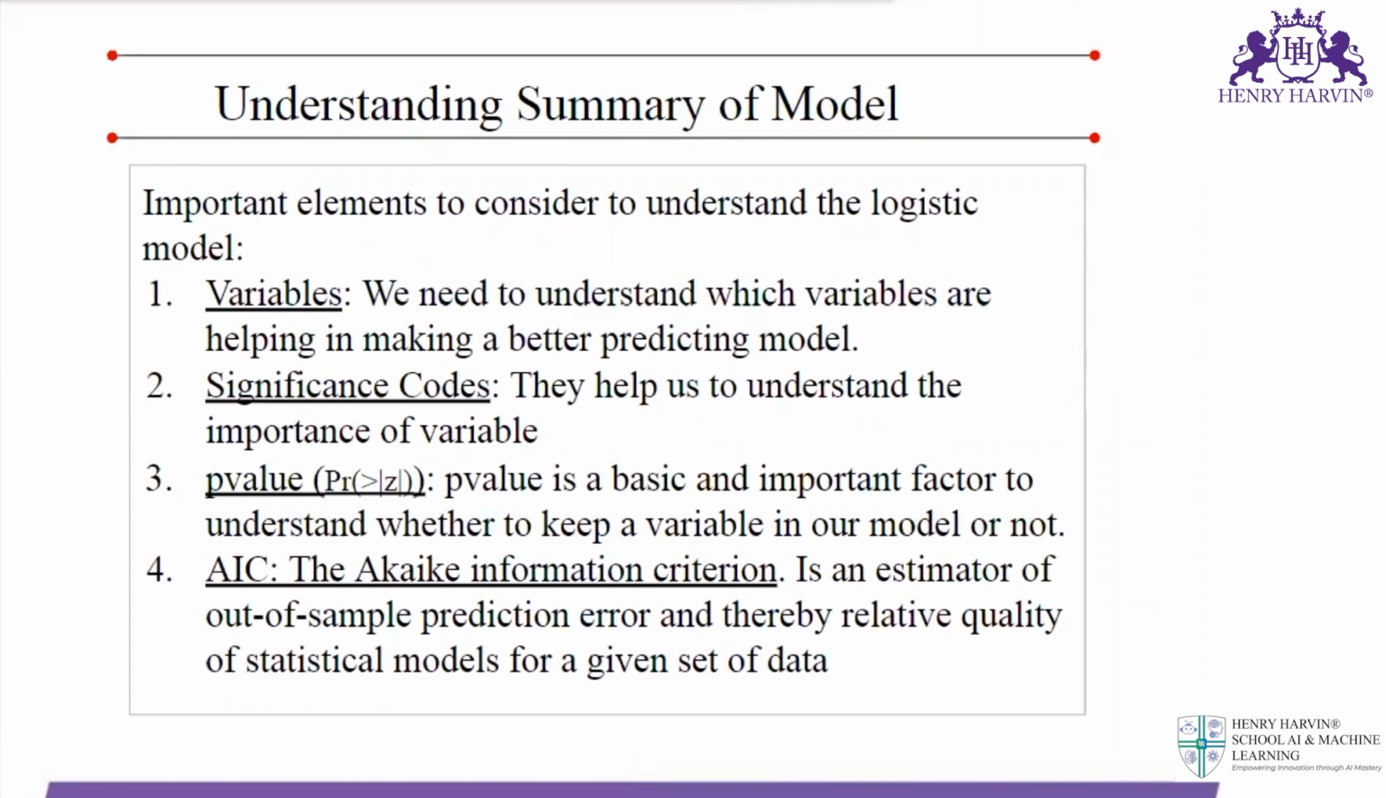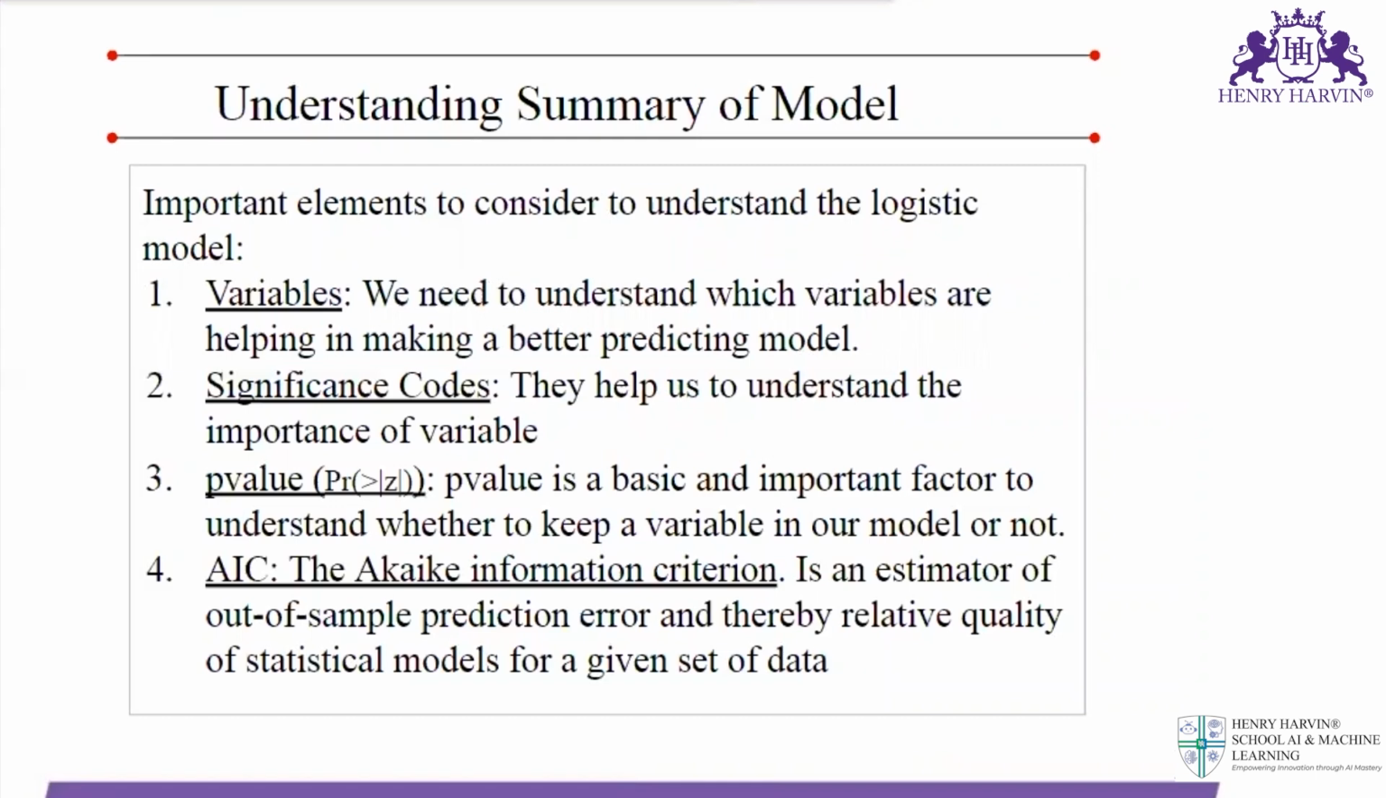Next is significance codes. They help us to understand the importance of variables. As we also discussed in linear regression models, significance codes help us to understand which variables are important for the model, or which variables are affecting the predicted value of that model. Next is the p-value. The p-value is a basic and important factor to understand whether the variable is better for our model or not. The p-value should always be less than 0.05 in order to be kept in the model.